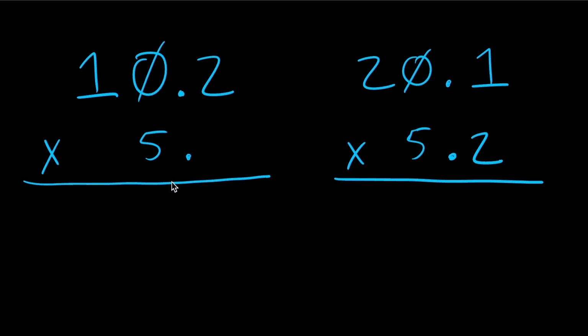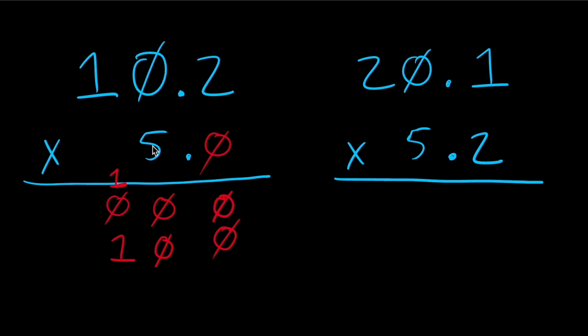10.2 times 5, there is an invisible 0 there. So let's go ahead and solve this. So 0 times 2 is 0. 0 times 0 is 0. 0 times 1 is 0. And then we add that 0. And then 5 times 2 is 10. So I'll write the 0 here, and then I'll add the 1 up here. And then 5 times 0 is 0, but then we add that 1, so this becomes 1. And then 5 times 1 is 5.